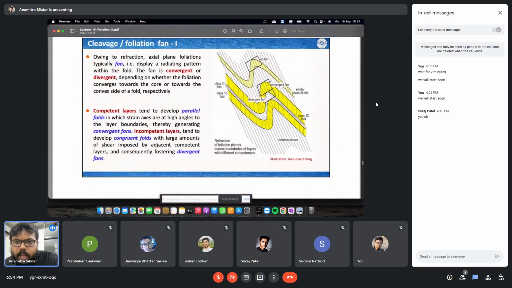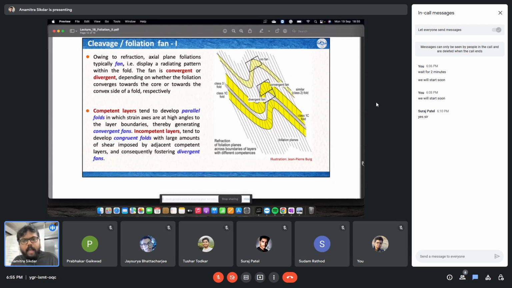Yeah, so for a competent layer, which is this yellow one, this will converge, right? So this will converge towards the fold's closure, right? So the inner part of the fold is this one. All these lines, these cleavages, will converge towards the fold's core. But for the incompetent layer, it will diverge from the fold's core, right? So if you follow this white line, this is also a fold, we can say, right? So this will diverge from the fold's core, and again it will converge. So it happens like that, or like that, right?